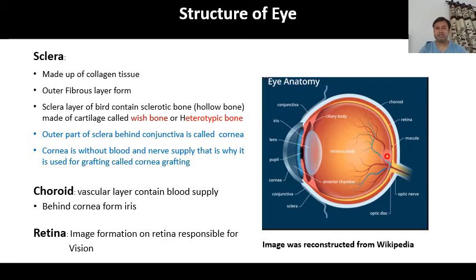And third is the retina, the internal layer. It appears yellow in the figure. This is the retina where image formation occurs. Light coming from this direction crosses through the lens and forms the image on the retina. And from the retina, the optic nerve arises, which forms the optic chiasma below the diencephalon, and that is responsible for 3D vision.